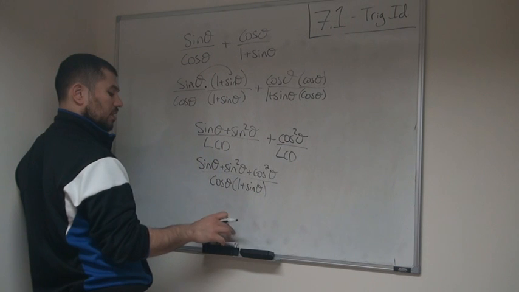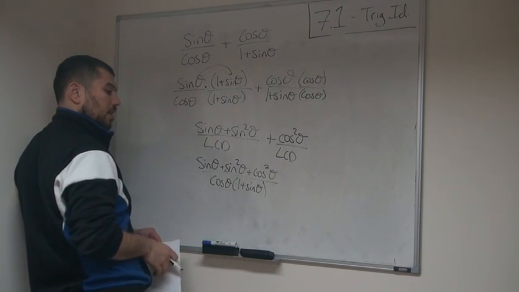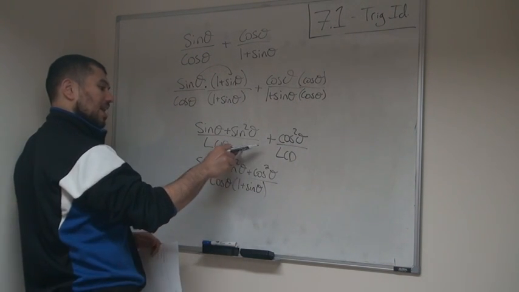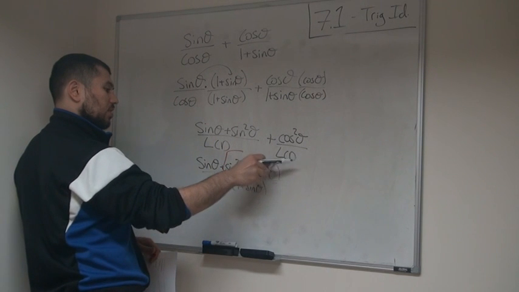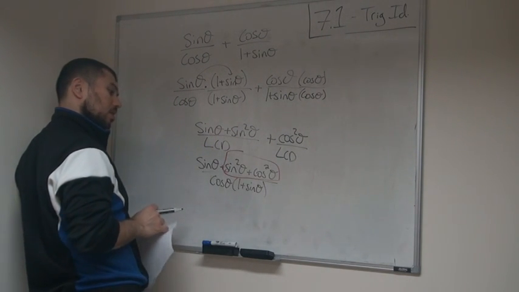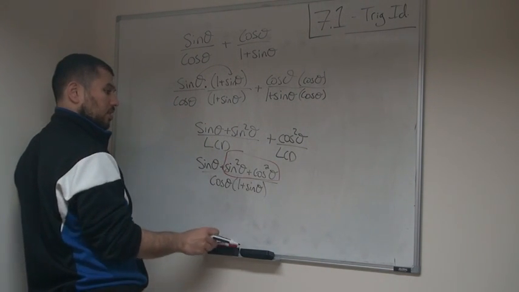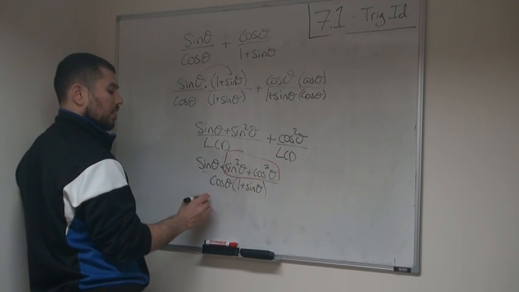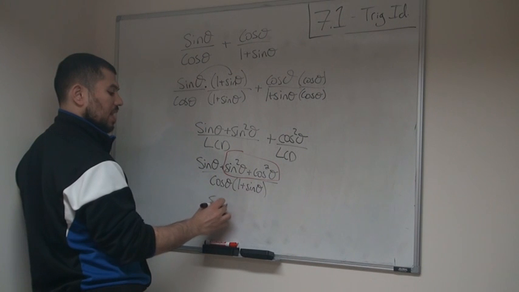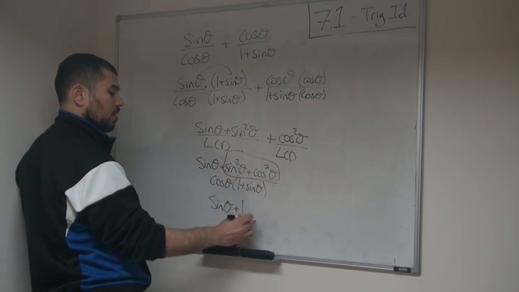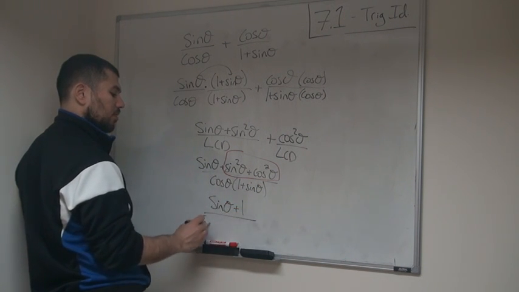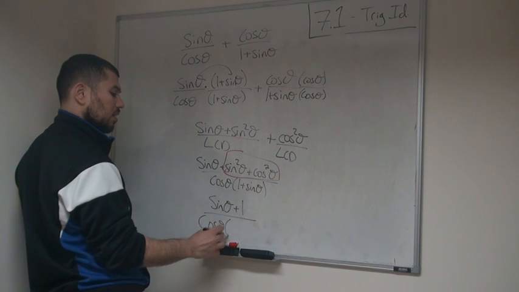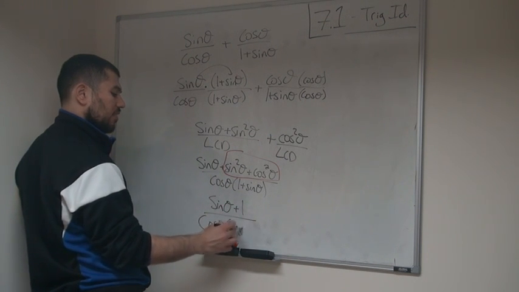Now I notice that a portion of my numerator has a Pythagorean identity attached to it. Right? Sine squared theta plus cosine squared theta equals 1. So I could write this as sine theta plus 1 over my LCD, which is cosine of theta times 1 plus the sine of theta.